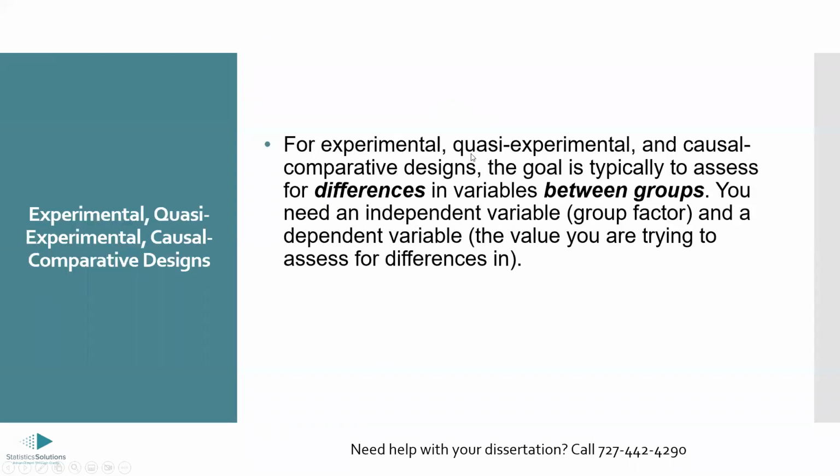Then we go into the experimental test family. If you're doing an experimental, a quasi-experimental, or a causal comparative design, the goal of these is typically to look at differences in a variable across groups. For this, you need to have an independent grouping factor, and the dependent variable is essentially the variable you're testing for differences. All of these go hand in hand.